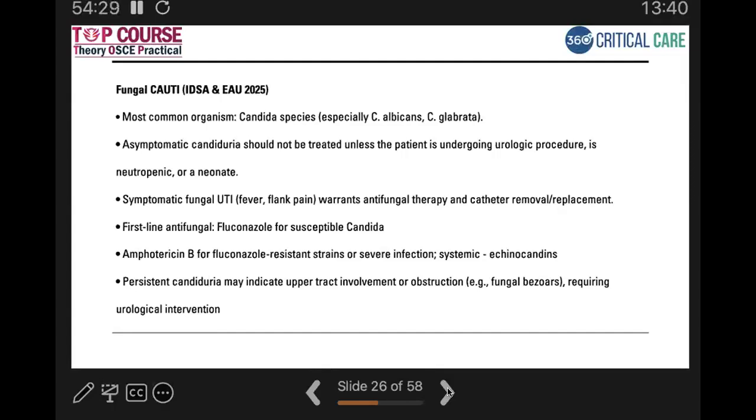if the patient is having any obstruction or fungal bezoar formation, then whatever you treat with antifungal, the patient may not respond. You have to subject them to a urological procedure to relieve that obstruction and remove the fungal bezoar. That is when they may respond to the antifungal therapy.